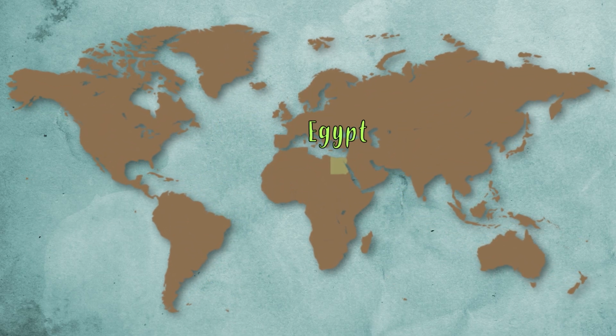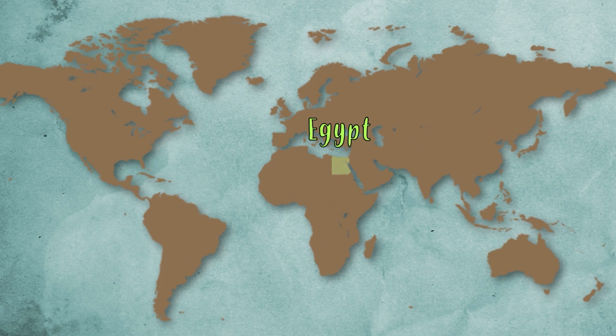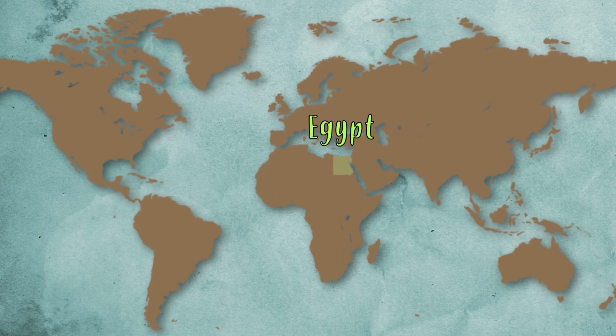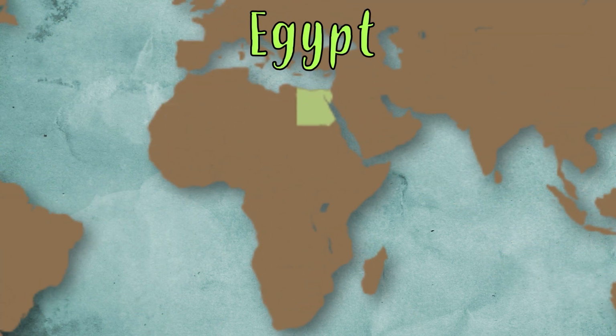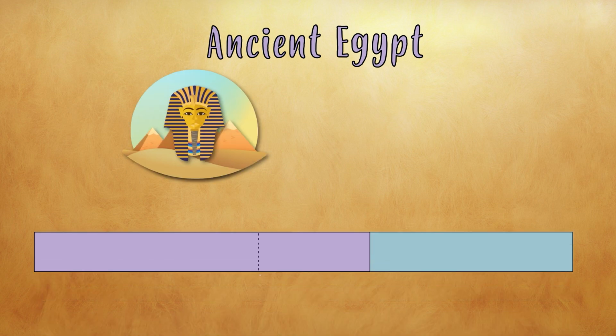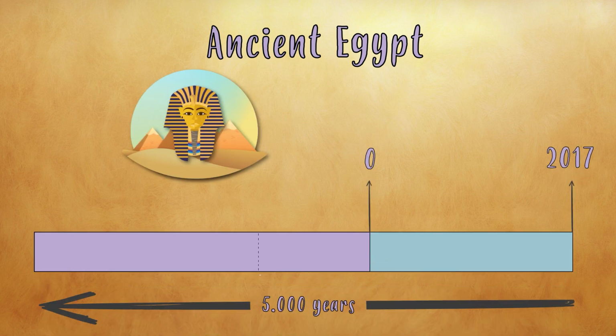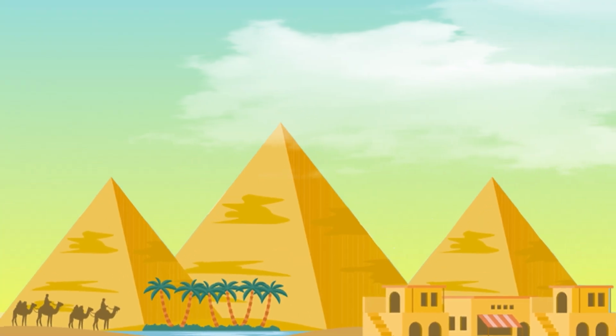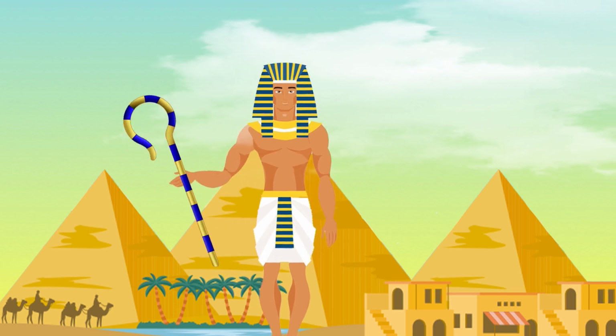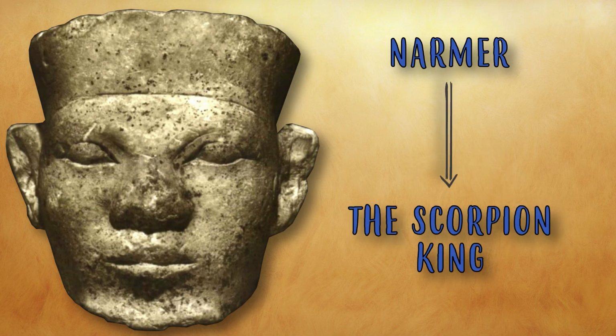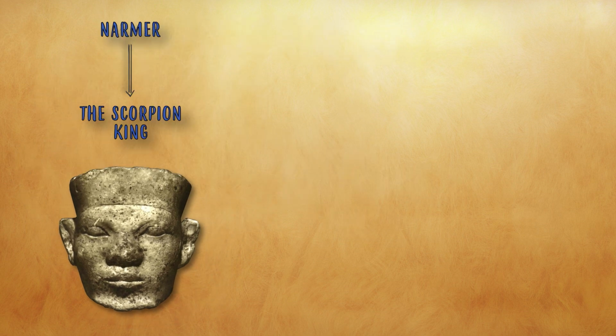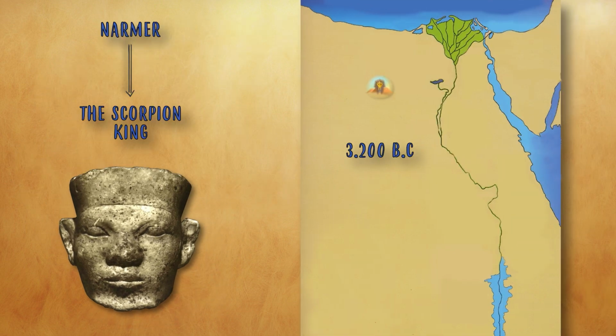Egypt is a country that still exists today, situated in northeastern Africa. But what we call ancient Egypt is a civilization that started more than 5,000 years ago and lasted for approximately 3,000 years. Its origins commence with Pharaoh Narmer, also known as the Scorpion King, who in 3200 BC founded this country at the Nile's bank.